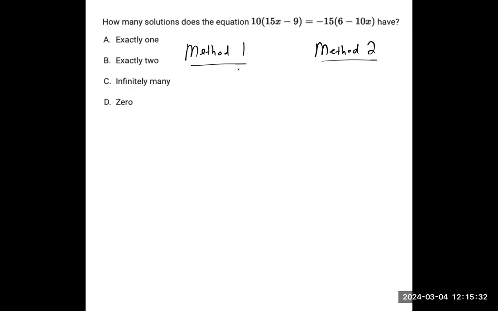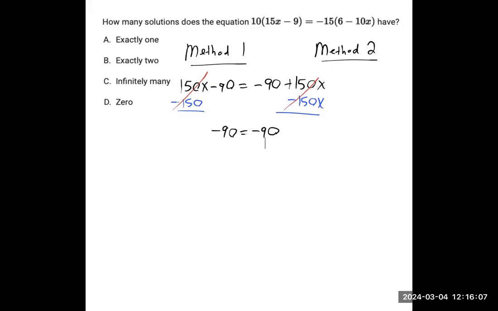In method number one, we're going to just go ahead and solve and let the variables drop away. So distributing to begin with, 150x minus 90 equals negative 90 plus 150x. What you'll notice right now is that we have 150x on both sides. So if we take away 150x from the left and from the right, the variables are dropping away and it's leaving us with negative 90 equals negative 90, which is really weird.